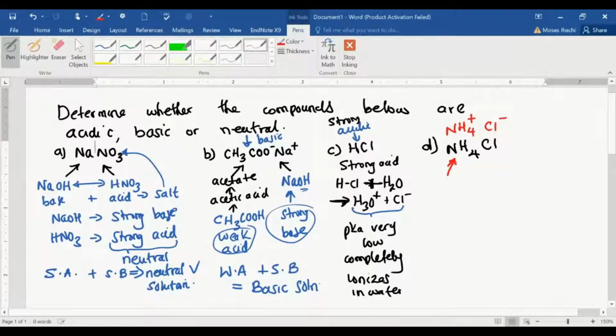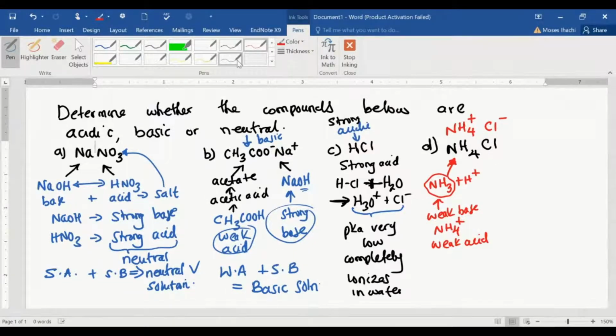Where does NH4 plus come from? It comes from ammonia gaining a proton. Focus on ammonia. Ammonia in itself is a weak base, which means NH4 plus is going to be a weak acid, although some chemists argue that NH4 plus is a strong acid. For me, I know it's a weak acid. It's a Bronsted acid, like I explained in yesterday's lecture. So that was for the NH4 part.